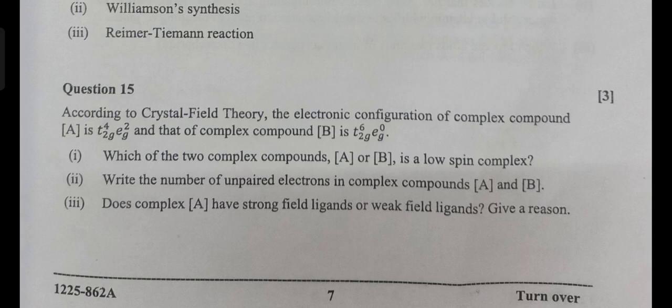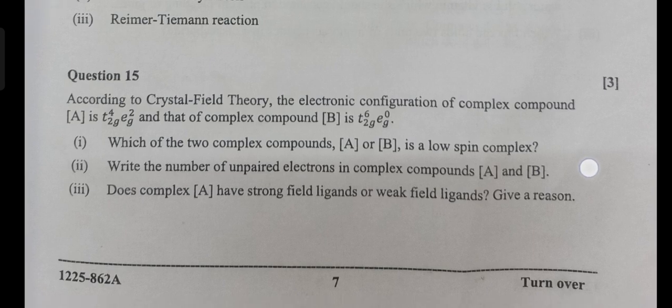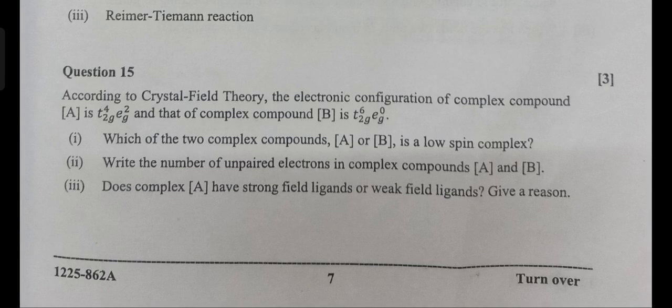Third part: A will be a weak field ligand. Why weak field ligand? Because of less crystal field stabilization energy, meaning the gap between the t2g set and the eg set will be less. That is why it is a weak field ligand. And now question number 16.